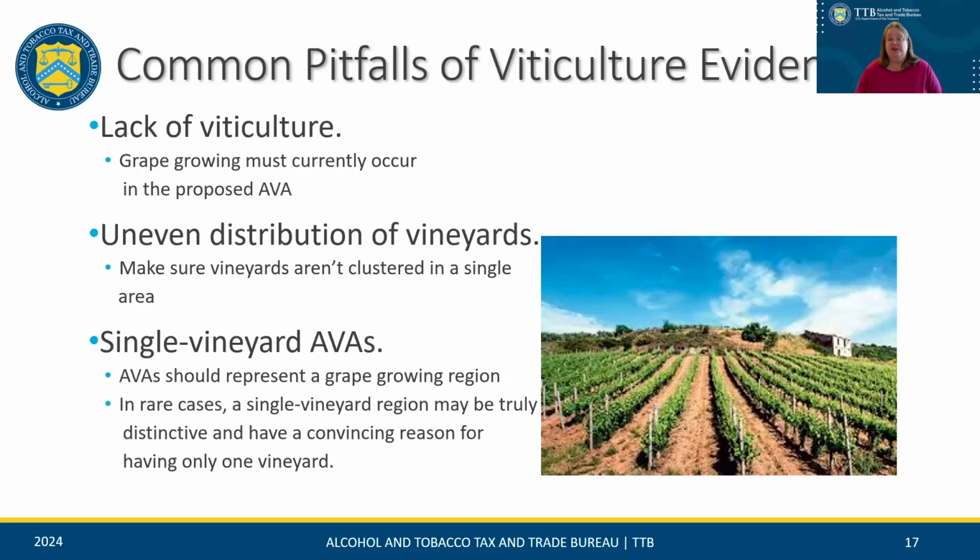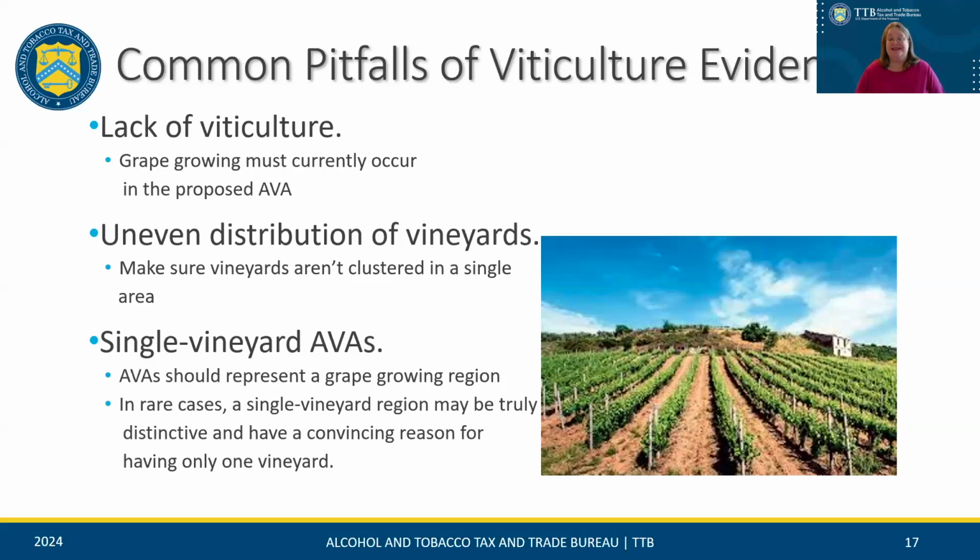Another problem is that your vineyards are not distributed throughout your proposed AVA. You want to make sure that your vineyards aren't all clustered together in a single area within your proposed AVA. If you find that they are, you may want to consider reducing the size of your proposed AVA to include the areas where viticulture is currently taking place.